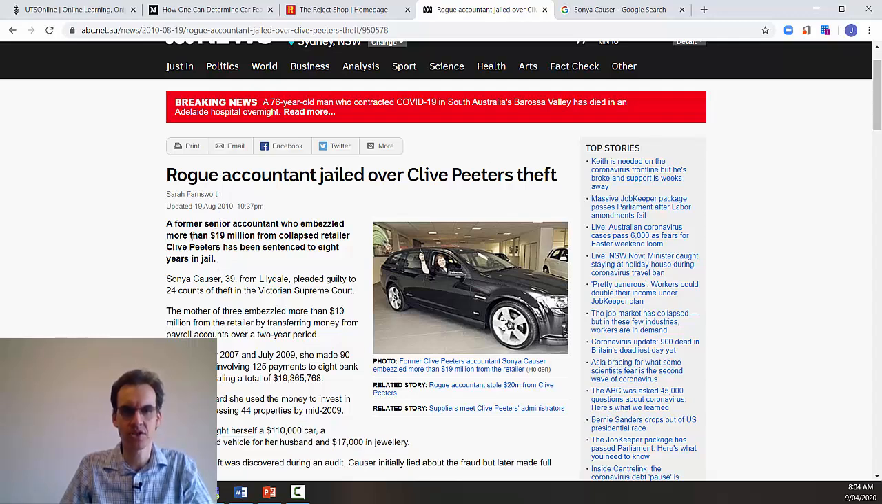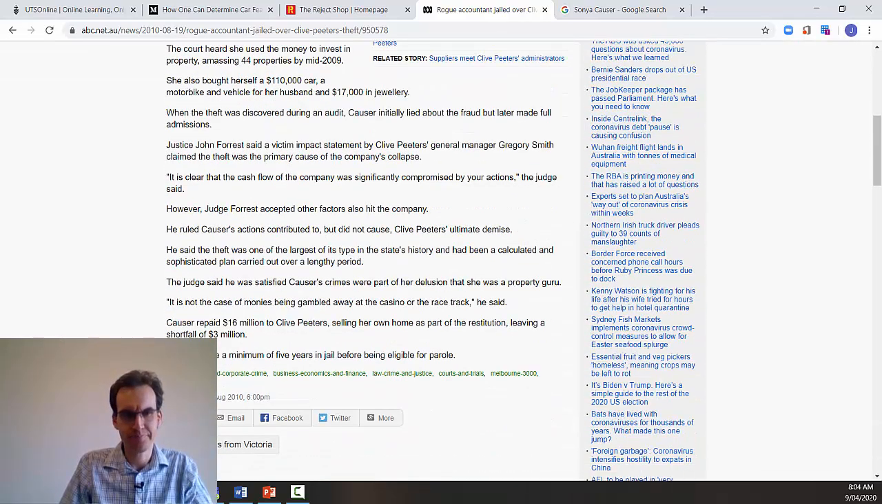And this was one of the factors that was found to contribute towards Clive Peters, that was an electrical retailer, to collapse and essentially go out of business, and all the stores were closed.